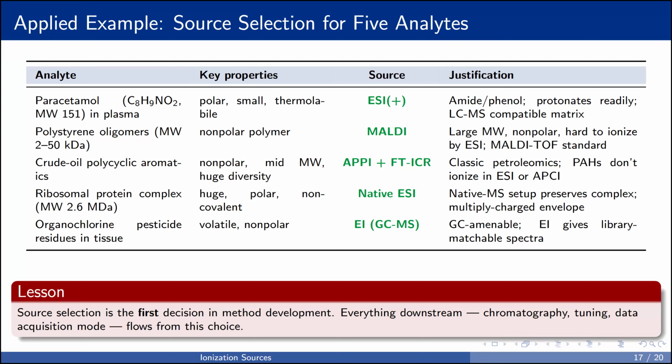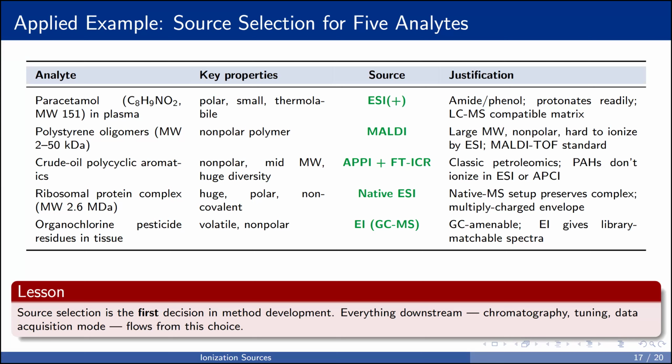Fifth, organochlorine pesticides in animal tissue. These are things like DDT, dieldrin, chlordane, small, nonpolar, thermally stable. They're GC amenable, so GCMS with EI is the standard. The EI spectra are library matchable, so you can identify unknowns, and the characteristic chlorine isotope patterns help confirm class. This is the established method in every environmental testing lab worldwide.